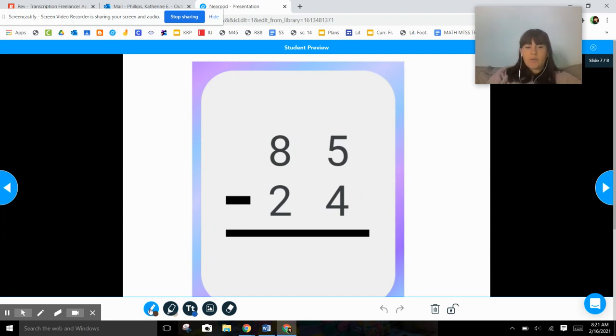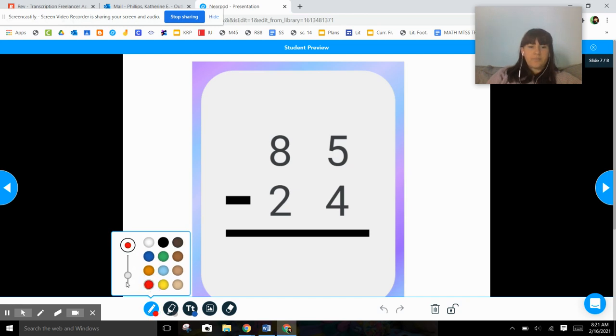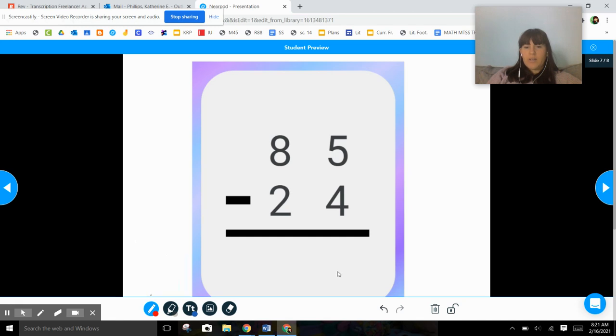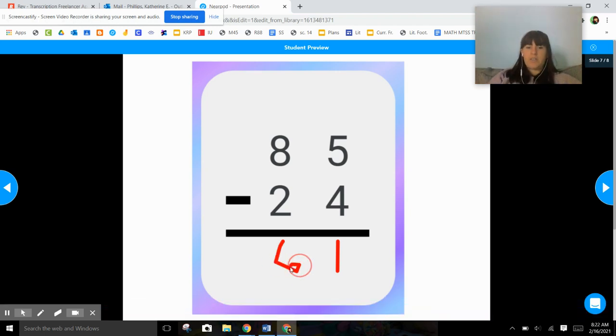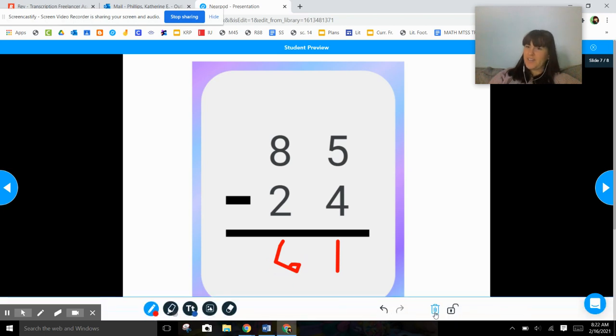All right, so this next one is 85 minus 24. So we definitely have more on top, so no need to stop. We can just go right through the equation. 5 minus 4 equals 1. You can use your fingers to help you with that. 5 minus 4 equals 1. And then next is 8 minus 2. You can do 8 minus 2. 1, 2, 3, 4, 5, 6. So your answer would be 61. What a goofy looking 6.